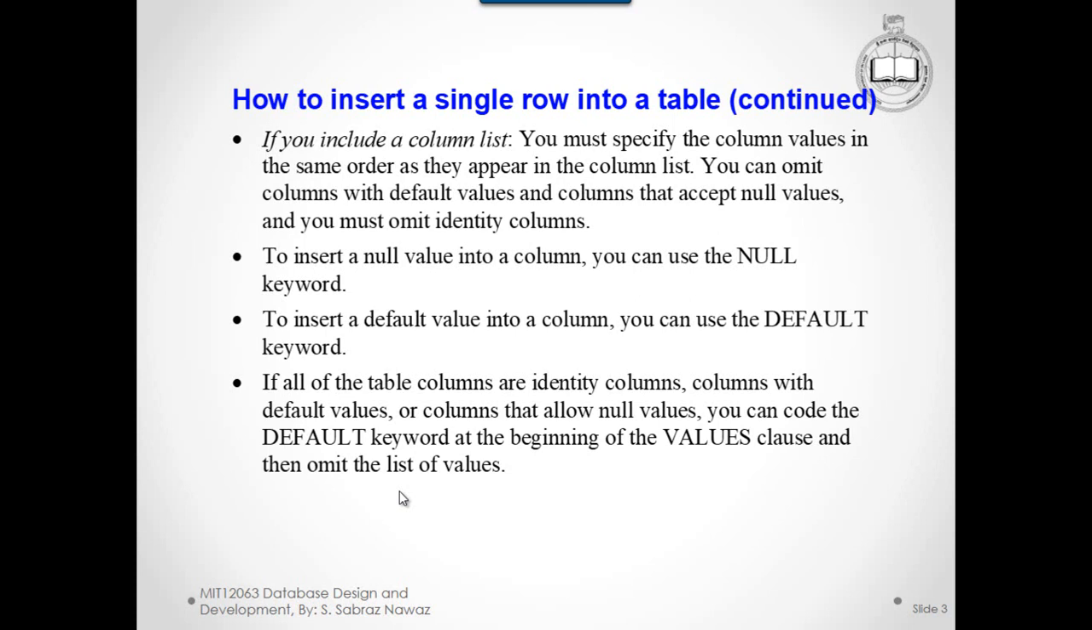You can omit columns with default values and columns that accept null values, as well as a column that is identity. For the identity column you must not give any values. If you have any other columns that assign a default value, you can omit them, and those columns that allow null values also can be left blank. To insert a null value into a column, you can use the null keyword, and to insert default values you can use the default keyword.